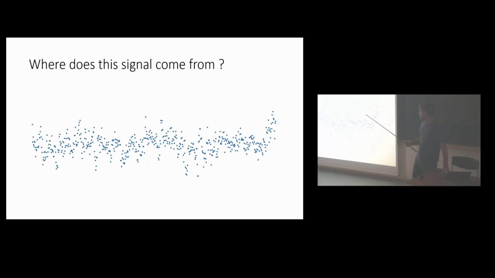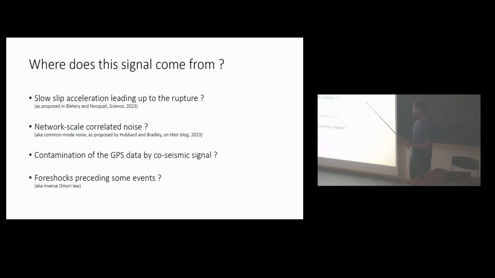So now the question is, where does this signal come from? In the original paper last year, our interpretation was that it's indicative of a potential acceleration of slow slip leading up to the rupture. But since the publication of the paper, I would say that counter propositions have been made.